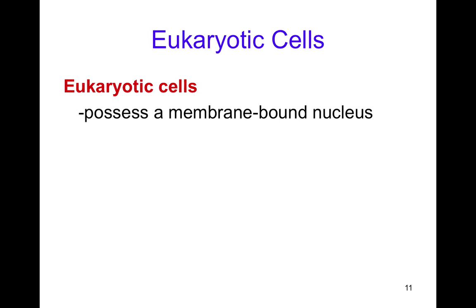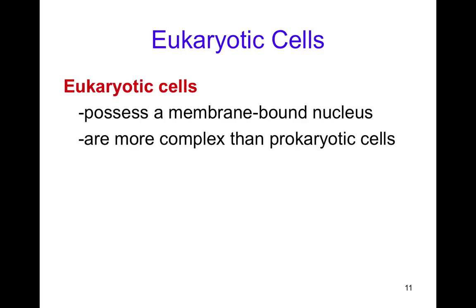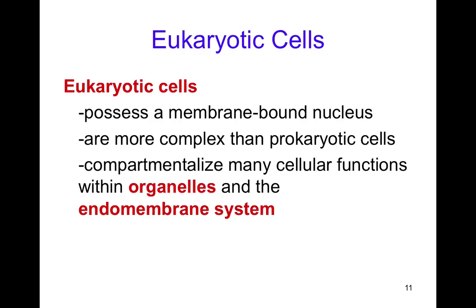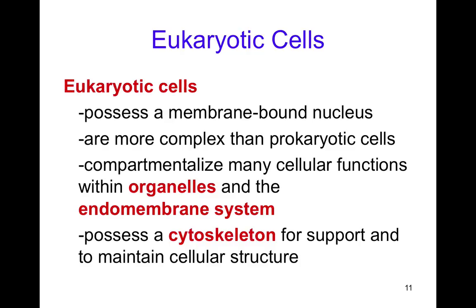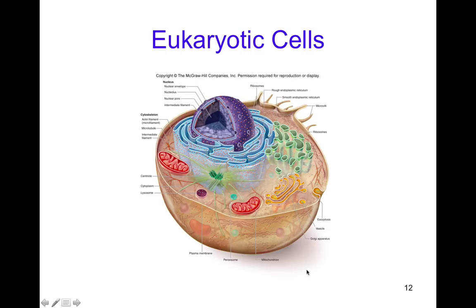All right, eukaryotic cells. Eukaryotic cells do possess a nucleus, so all eukaryotic cells have a nucleus. They are much more complex than prokaryotic cells. Prokaryotic cells are actually very simple. They're also much, much smaller than eukaryotic cells. And they're able to compartmentalize many cellular functions within what are called organelles and what is called the endomembrane system, which we'll discuss. And then eukaryotic cells possess what is called a cytoskeleton, which is used for support and to maintain the cell structure.